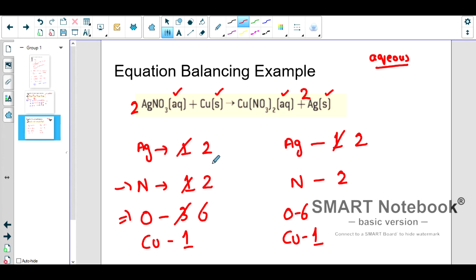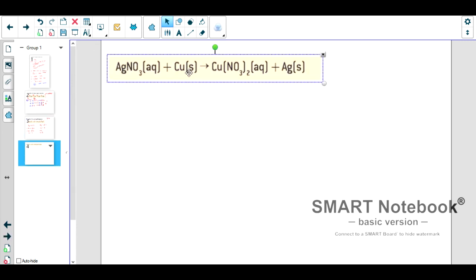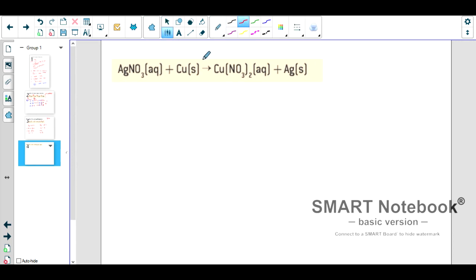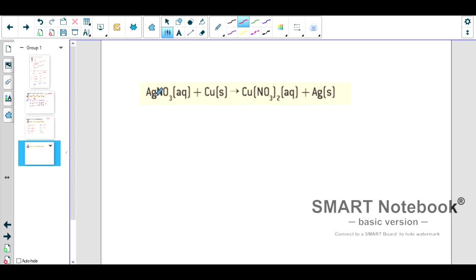As you get better with time, you can do it directly, without taking help. If you don't want to do the rough work, you can still do that. For example, you can read the question and solve it. You say here Ag is 1, here Ag is 1. Nitrogen is 1, here nitrogen is 2, so you have to put a 2 here. Now it will disturb the Ag, nitrogens, and oxygens. So 2 Ags, 2 nitrogens and 6 oxygens. Here also 6 oxygens.